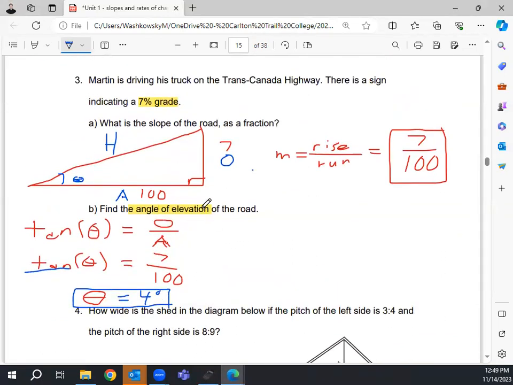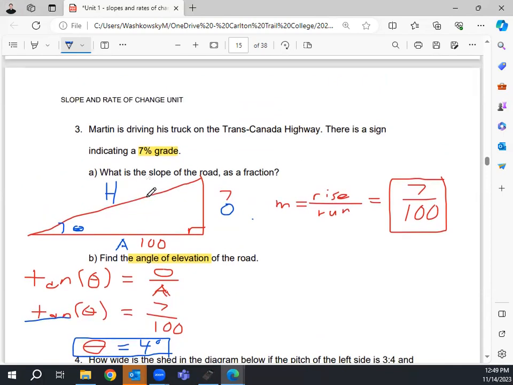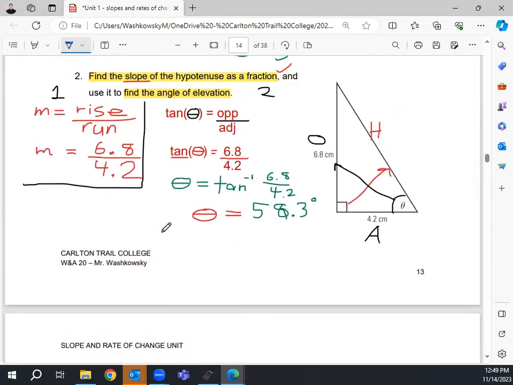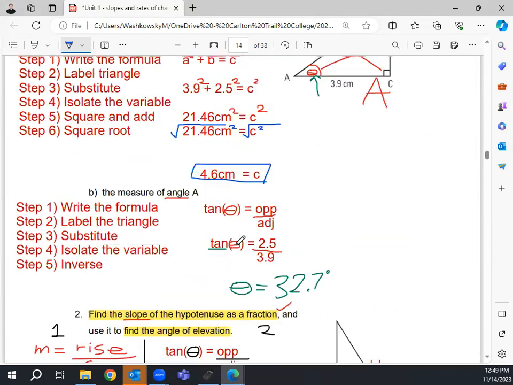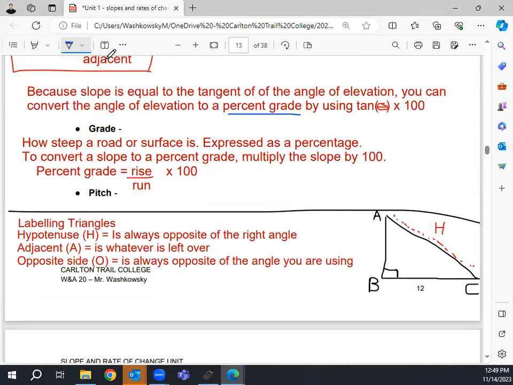Okay, but that's it. So when we're talking about grade, it's just understanding that that's just a fancier way of saying slope, right? So let's go into our final thing for today. Sorry, does everyone have that down? Okay, let's go into our final thing today, which was pitch.